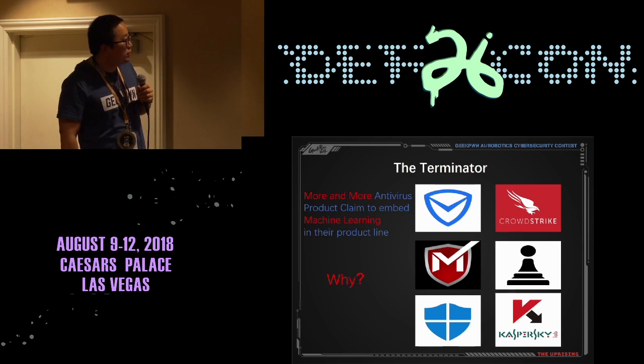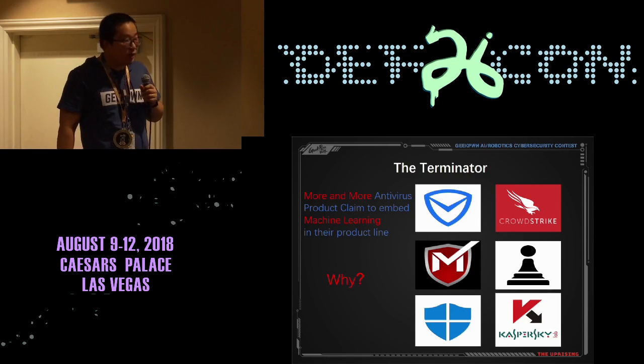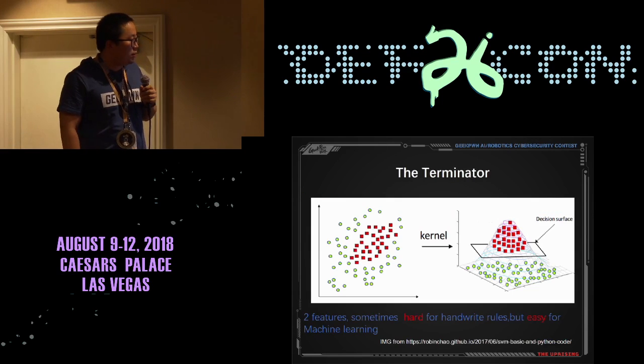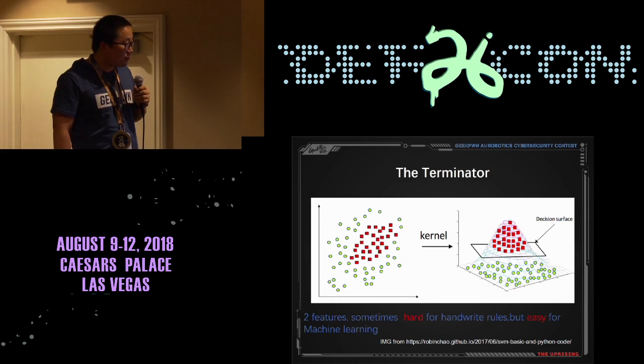More and more antivirus products claim to embed machine learning in their product line. But why? Because machine learning can exploit big data. For this example with two features, for handwritten rules it's difficult to write the rules, but for machine learning, it's easy to find the boundary here.